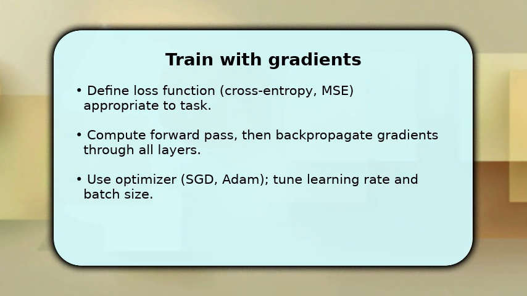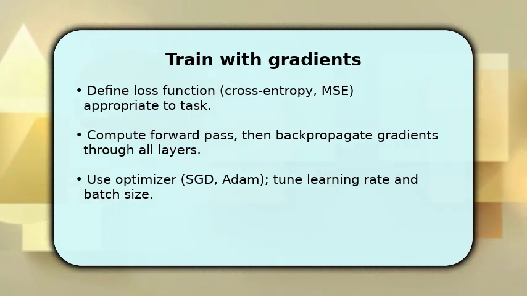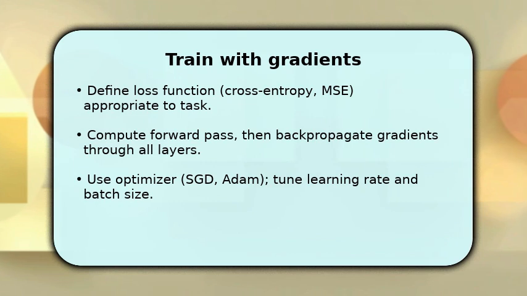Use an optimizer like SGD or Adam to convert gradients into parameter updates, adjust the learning rate, and consider learning rate schedules. Also apply regularization techniques, dropout, weight decay, batch normalization, to improve generalization while monitoring validation loss for early stopping.